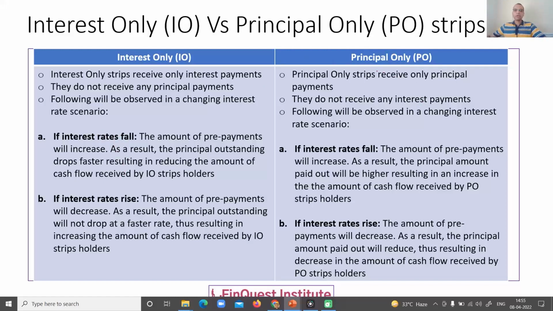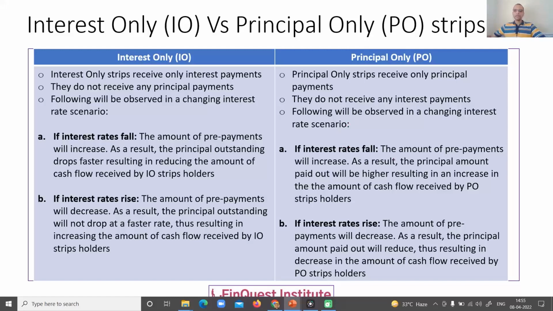Next, let's try to contrast this with what happens for the PO strip or the principal only portion. As the name goes, the principal only strip will receive only principal payments. It will not receive any kind of interest payments. Again, we are going to analyze the two scenarios which we did earlier, a falling interest rate environment and a rising interest rate environment. What exactly happens to the PO note holders?